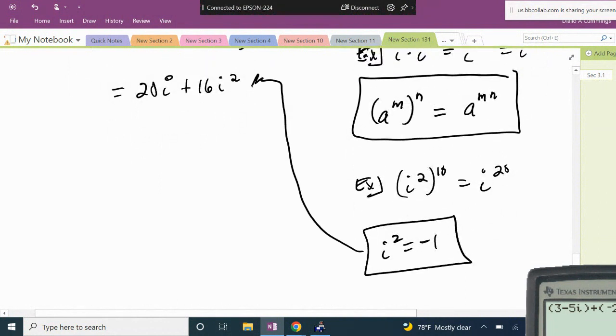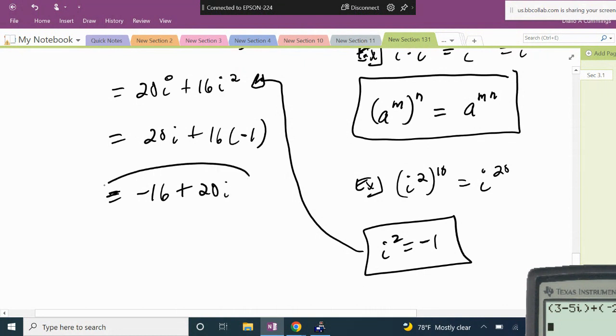So now this is actually the fact I'm going to use here. So I have 20i plus 16i squared. So I'm just going to rewrite i squared as -1. I'm going to put this in standard form. So 16 times -1 is -16. And so remember, when we put complex numbers in standard form, we must put the real number first. Plus 20i.